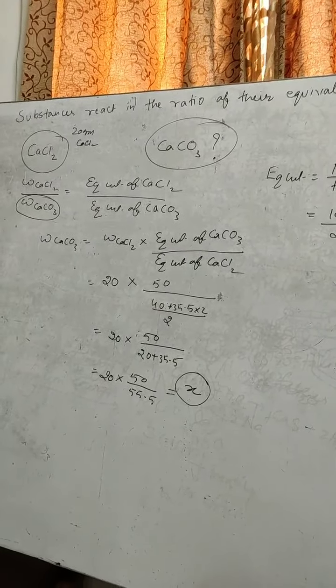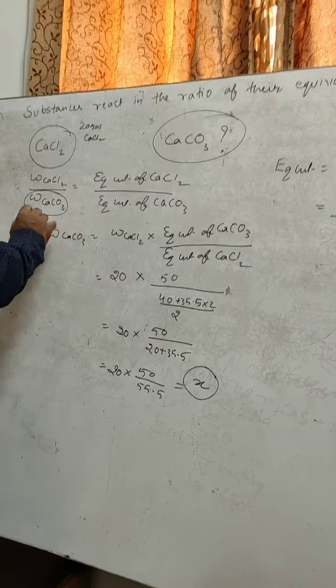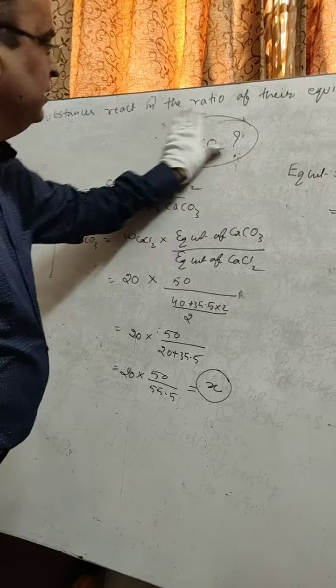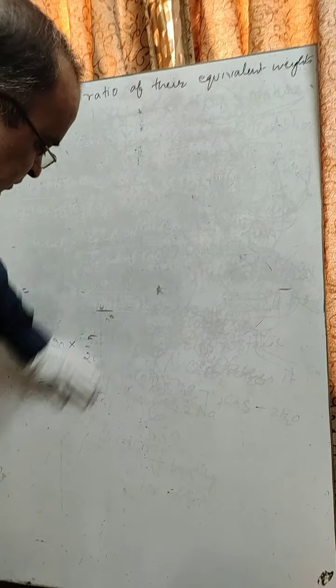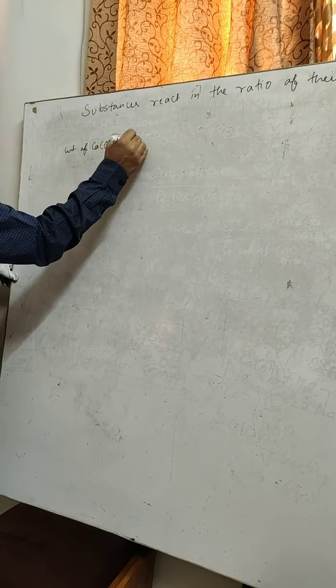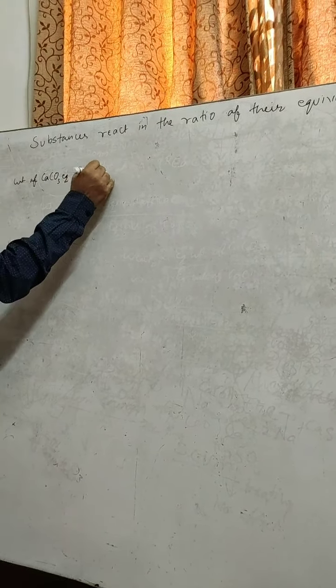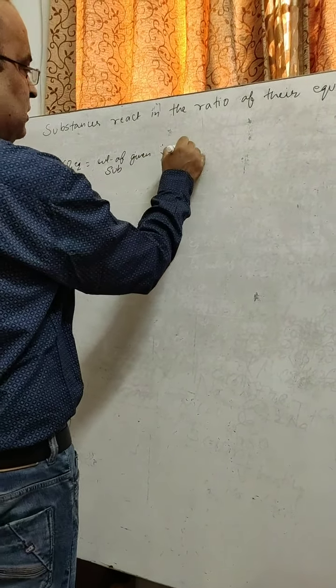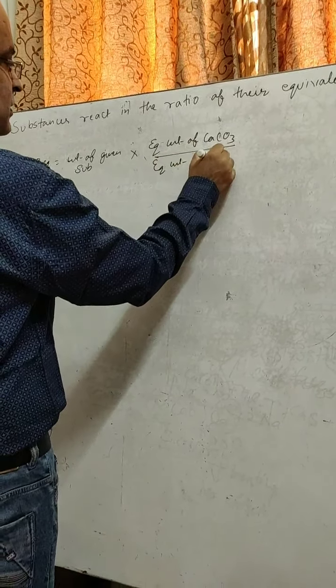So what we have to do is convert each and every hardness causing substance into equivalents of calcium carbonate by using the simple formula. That is, the weight of calcium carbonate equivalent will be given by the weight of the given substance that produces hardness, into equivalent weight of calcium carbonate upon equivalent weight of the given substance.